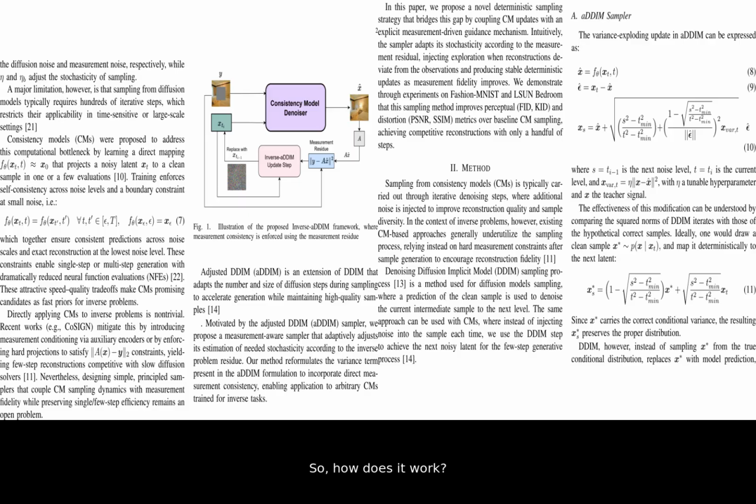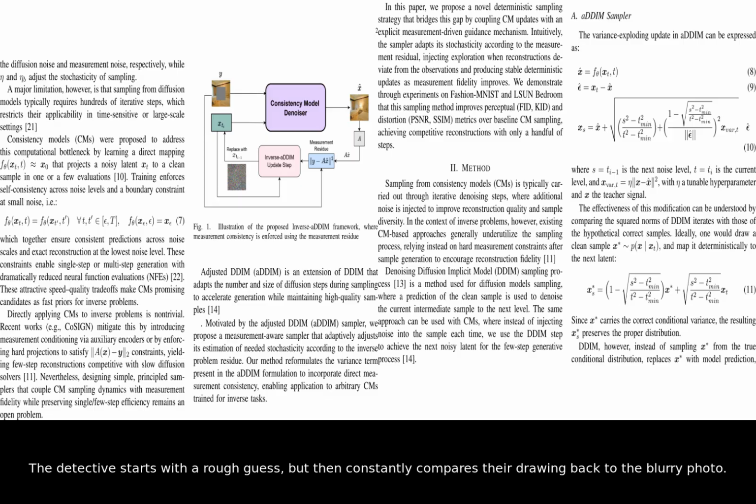So, how does it work? The core idea is to cleverly guide the fast consistency model during its generation process. Think of it like a detective sketching a suspect from a very blurry security photo. The detective starts with a rough guess, but then constantly compares their drawing back to the blurry photo.